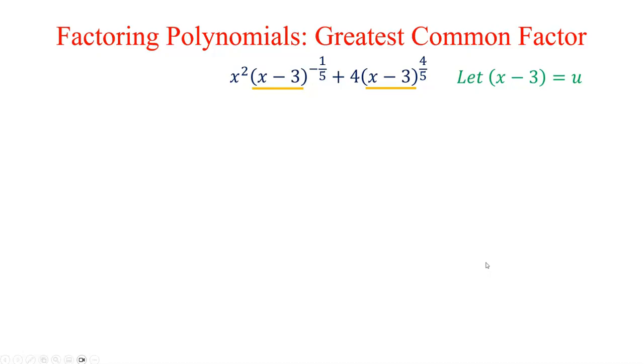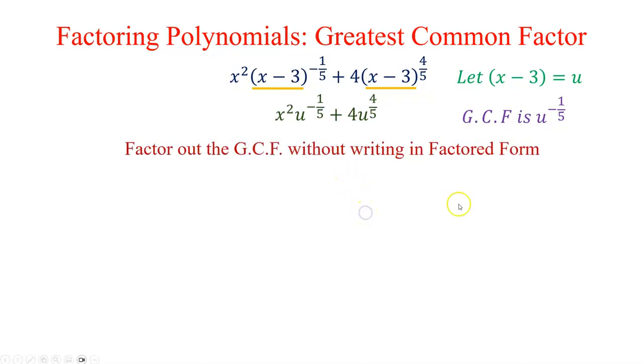So we'll do one more example. We're going to do the same thing and use the u. We can see that the x minus 3 is common, so we'll let x minus 3 equal our u. We'll rewrite the problem with the u's. So there's the x squared. Instead of x minus 3, there's the u. Instead of x minus 3, there's the u. Hopefully you'll be able to see that what's common is the u to the negative 1/5. What you don't want to be is distracted by this negative. Essentially, whatever this is, that'll be your GCF.